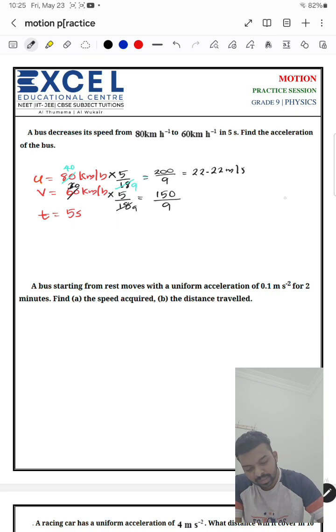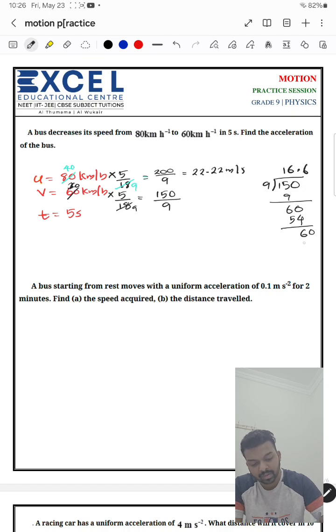Okay, so now it is 150 divided by 9. One time it will be 9, so the remainder will be 6. Then it is 60, which is 6 times, so it will be 54, remainder 6. So you can put the decimal here, and then it will be 60, again 6 times. So I understood that this will be going on.